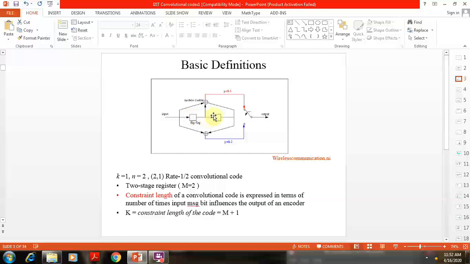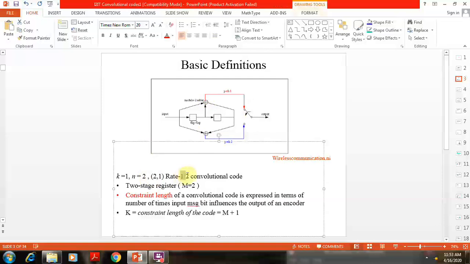Here we have 2 shift registers and we have 2 adders, 2 XOR gates, and input is applied here. And we are taking 2 outputs, one from the upper branch and one from the lower branch. So for every input bit applied to the convolutional encoder, we are producing 2 outputs. So how is the convolutional encoder specified? It is a 1/2 convolutional encoder.